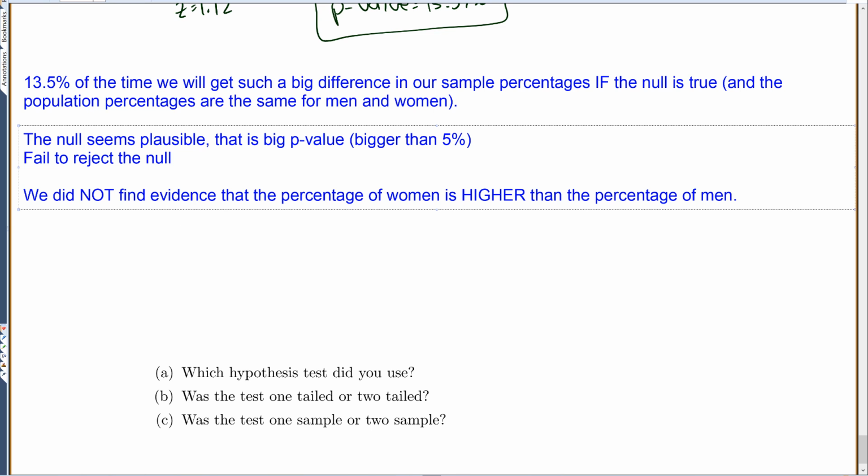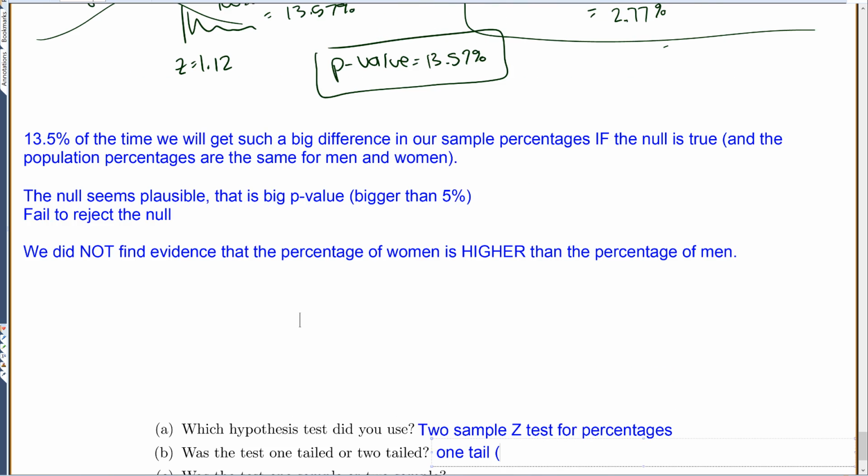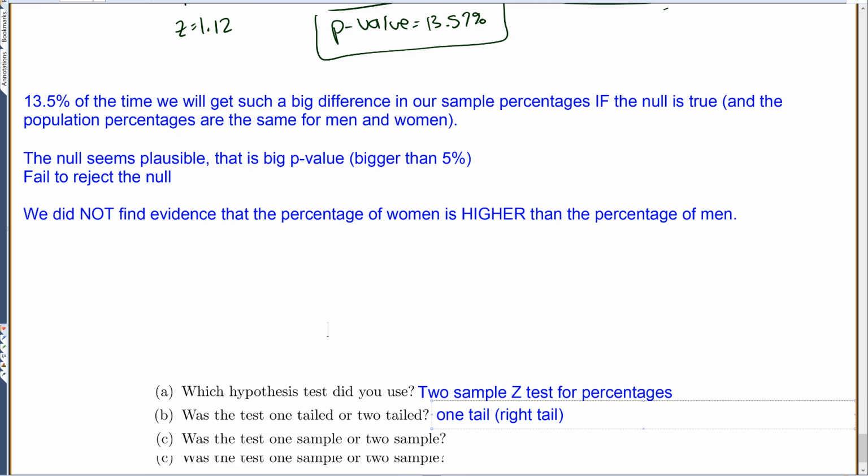So coming down to the end, just to make sure, she might ask you things like, which test did you use? So you would say it is a 2-sample z-test for percentages. She might ask you, is it one-tailed or two-tailed? So it is one tail. Specifically, this one was a right tail. Sorry, we didn't have any two-tailed tests on this specific review, but there are some on the extra credit review. And was it 1 sample or 2 sample? Well, obviously we just said it is a 2-sample.